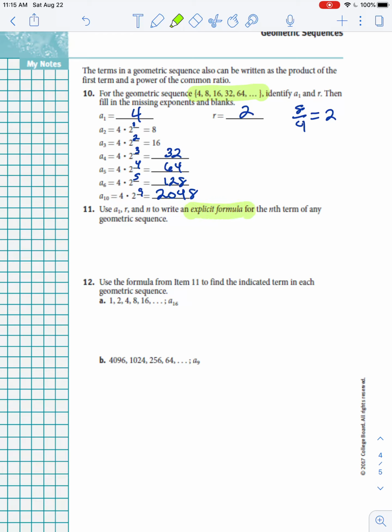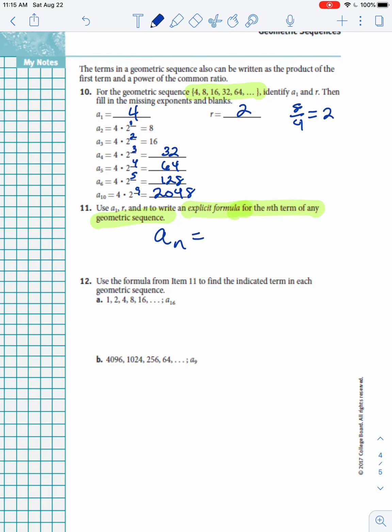And the explicit formula will help us find any term. So to do that, all we have to do is, to get any term, a sub n, we need the first term, a sub 1, and then we're going to multiply it by the common ratio, but we're going to use the exponent as the term that we want minus 1, so the preceding term. You can see a sub 10 was 4 times 2 to the ninth, and a sub 6 was 4 times 2 to the fifth. So that is our formula, and that's going to help us find any term, and we're going to practice that right now with question number 12.